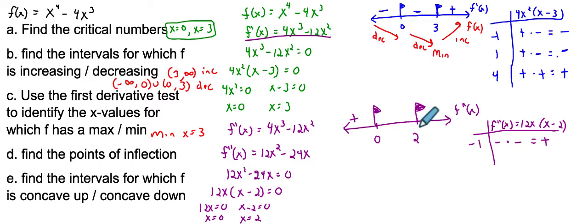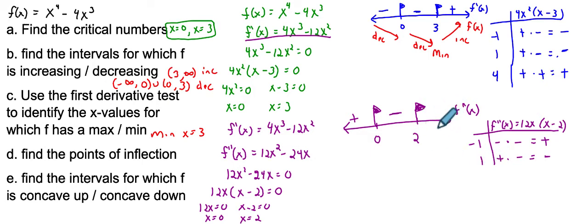And I'm going to pick a number between 0 and 2. So let's choose 1. Plugging that in, 12 times 1 gives me a positive value. 1 minus 2 gives me a negative value. Positive times a negative is negative. So the second derivative is negative there.